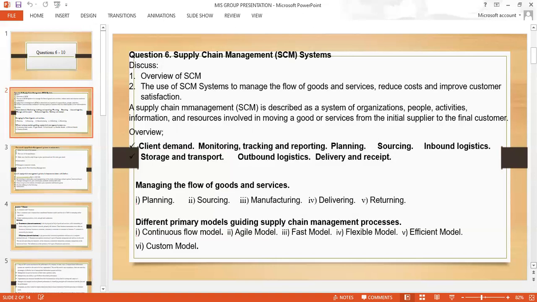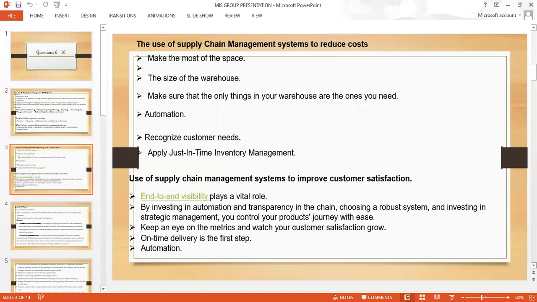Then the next part of the equation is the use of supply management to reduce costs. This is where we make the most use of the space available in the store. This will bring costs down if the space is used as much as possible. The size of the warehouse depends on what you keep in stock. There should be no waste of space to store all items. Make sure the only things in your warehouse are the ones you need. The ones which you don't need will occupy space, but you don't need to keep them there.